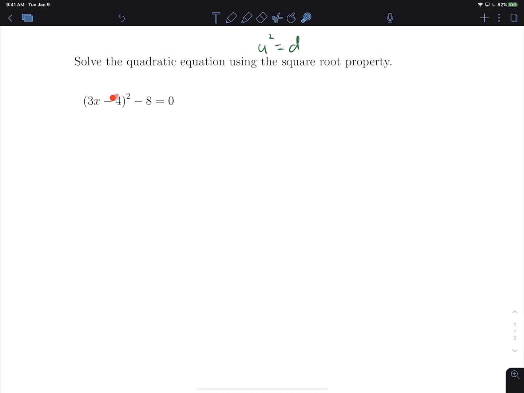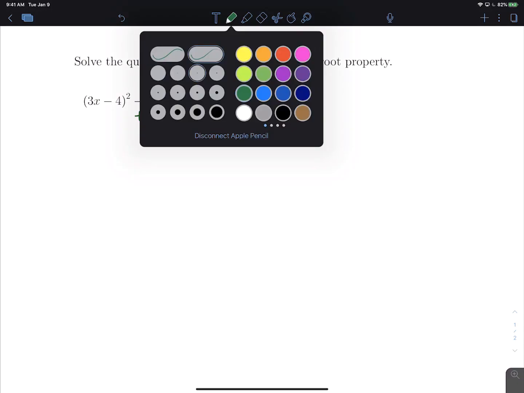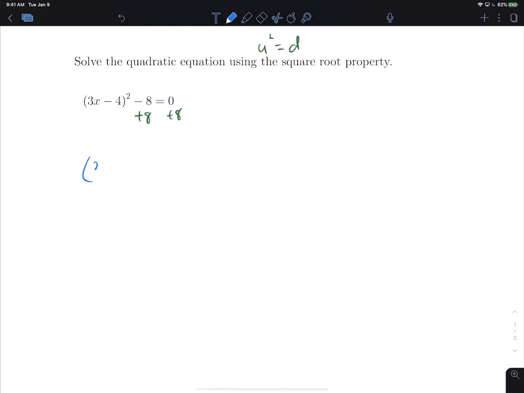Instead of squaring this, which is what y'all are going to want to do, don't do that. Let's just get the something squared by itself, by moving this negative 8 to the right-hand side. That means I'm going to add 8 to both sides here. So the left-hand side is going to look like (3x - 4) in parentheses squared equals 8.